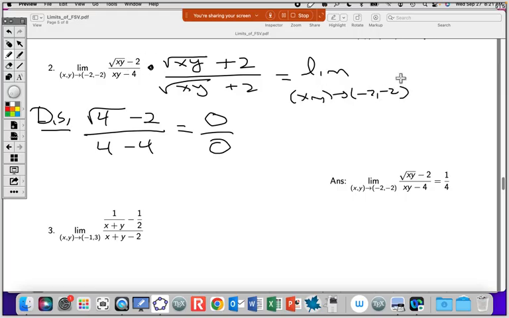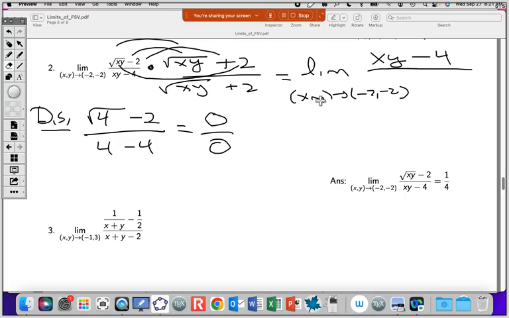So you multiply here. The first terms are going to give you the xy. The middle terms, you're going to get a plus 2 root xy and a minus 2 root xy. They cancel out. The last terms give you the minus 4. And I didn't leave much room for my denominator here, so I'll just put it here.